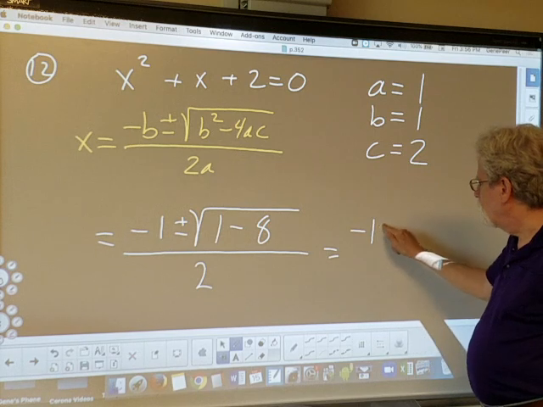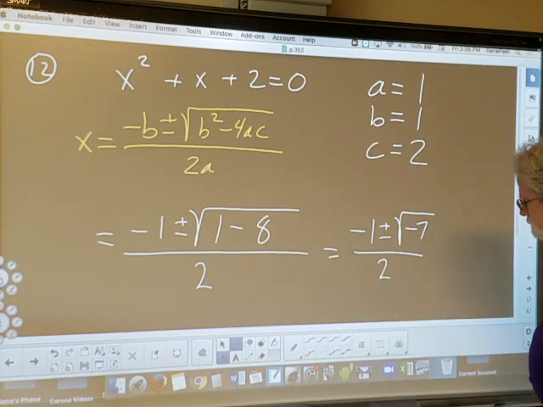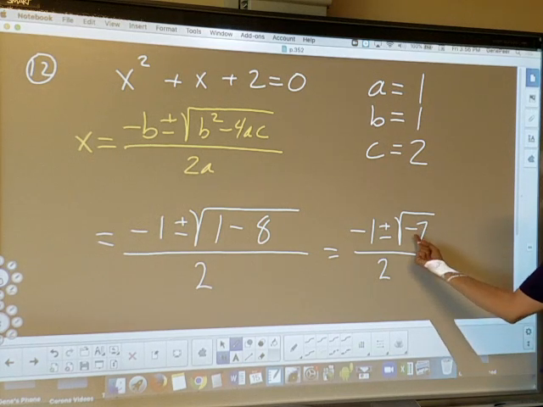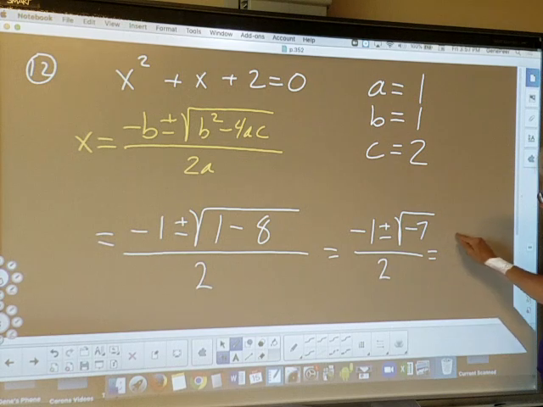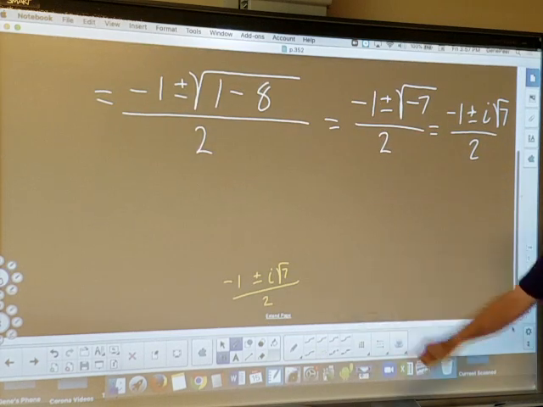That gives us negative 1 plus or minus the square root of negative 7, over 2. We can't leave that negative sign in there, it's got to pop out. Pop out its i. Ka-ching! We have negative 1 plus or minus i square root of 7 over 2. And that should be what I have down here. Yes, it is. Good.